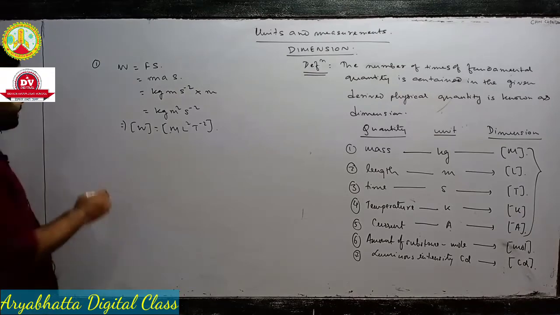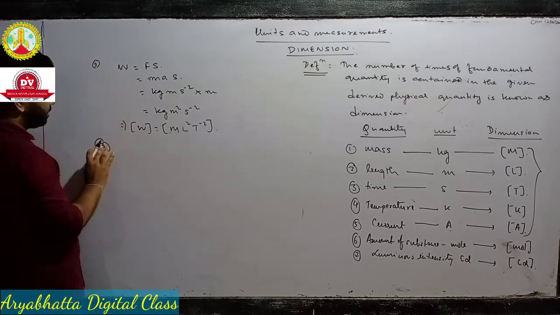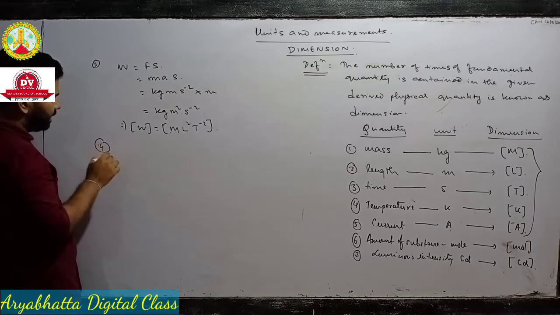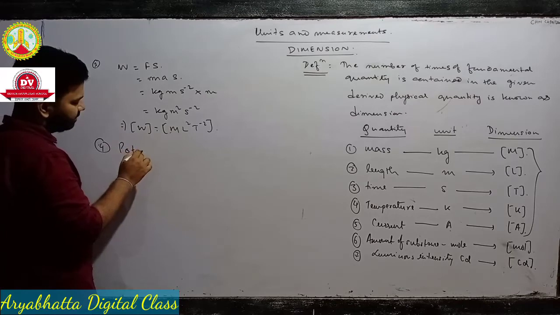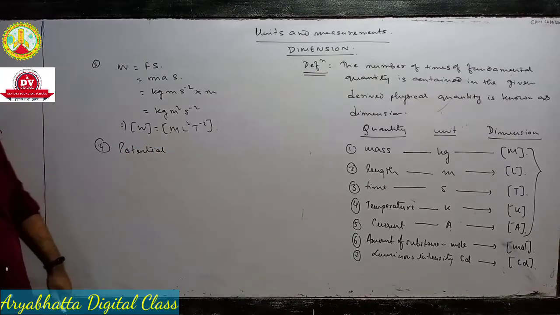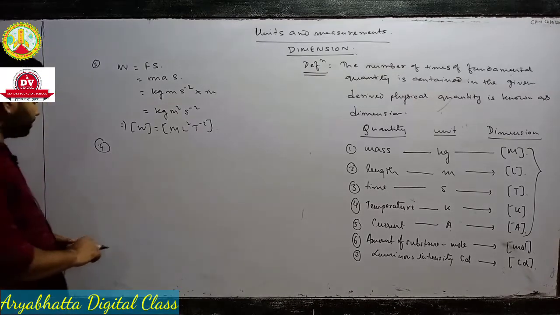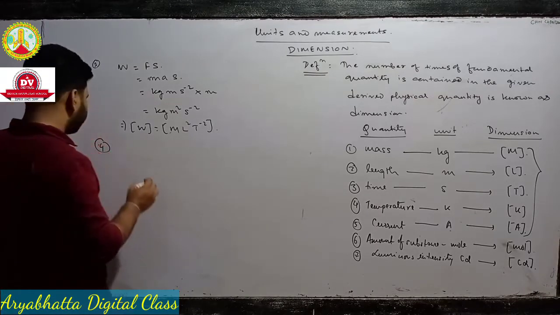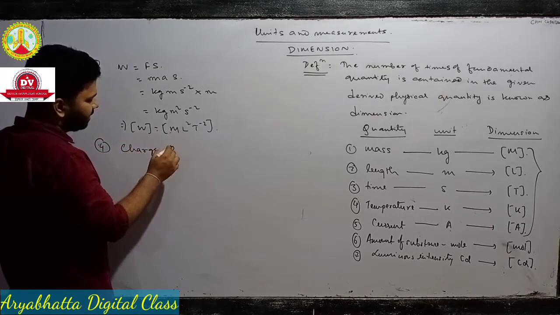Okay. Number 3, it will be 3 because acceleration and force are done. It will be 4. Acha, number 4, in class 10 you got potential. Before discussing potential, let us discuss charge. Charge is represented by Q.